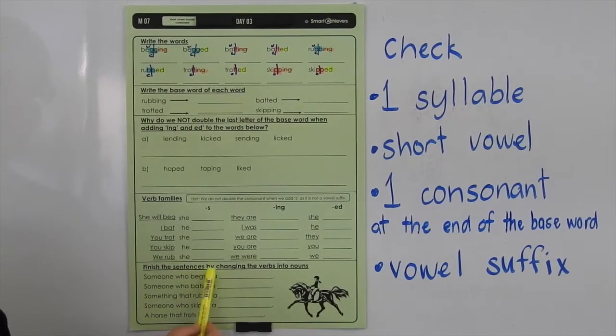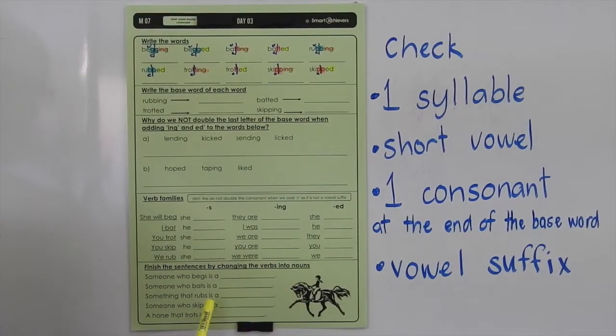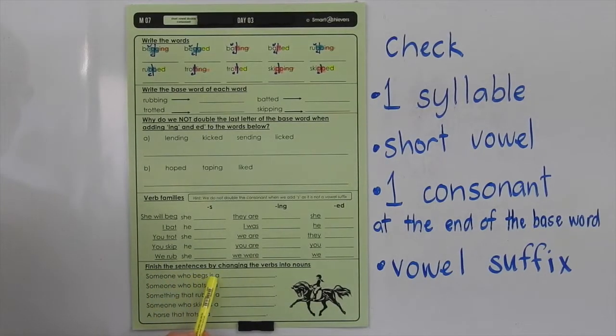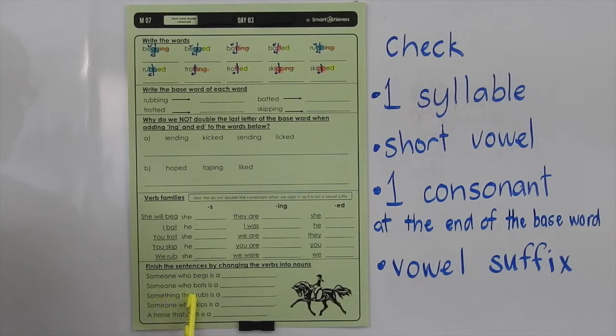Finish the sentences by changing the verbs into nouns. Now, someone who begs is a beggar. So that's an AR at the end, don't be tricked. Someone who bats is a batter. Usually we add ER to the end of a word to tell us someone who does something. Something that rubs is a rubber. Someone who skips is a skipper, a horse that trots is a trotter. So you can work out how to spell those words going down there.